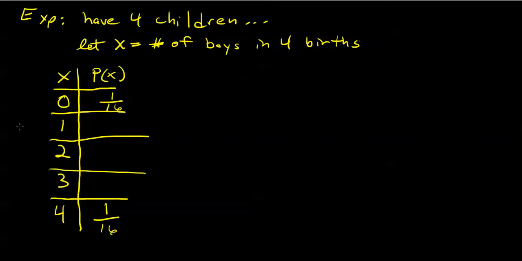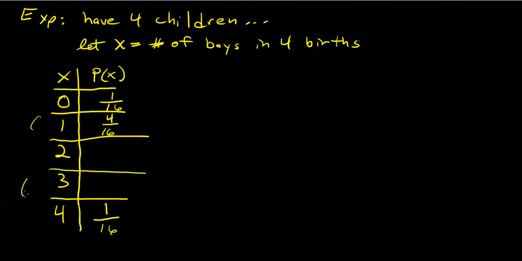Let's look at the probability of 1 boy in 4 births. Well, you've got 16 outcomes total. And let's ask ourselves, how many of those outcomes have 1 boy? Well, if you've got 4 births, you've got 4 different slots available for that 1 boy. So I've got 4 outcomes that have 1 boy. Right? Boy, girl, girl, girl; girl, boy, girl, girl; girl, girl, boy, girl; and girl, girl, girl, boy.